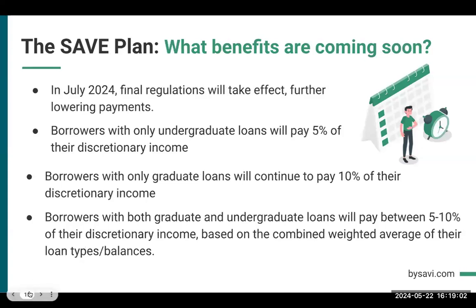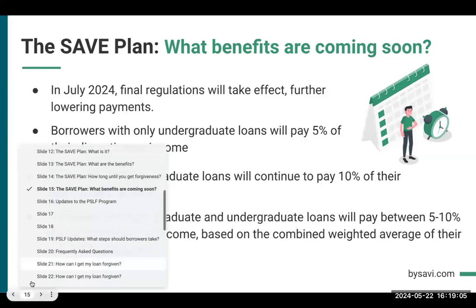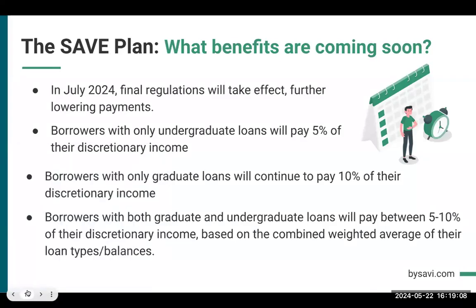And there's even more benefits coming soon. Starting in July, the final regulations for this program will take effect. If you have only undergraduate loans, your new payment will be only 5% of your discretionary income, which is down from the current 10%. Borrowers who have only grad loans are going to stay at 10%. And if you have both grad and undergrad, you'll be between 5 and 10%. So essentially, any borrower with undergrad loans will have more savings starting in July.